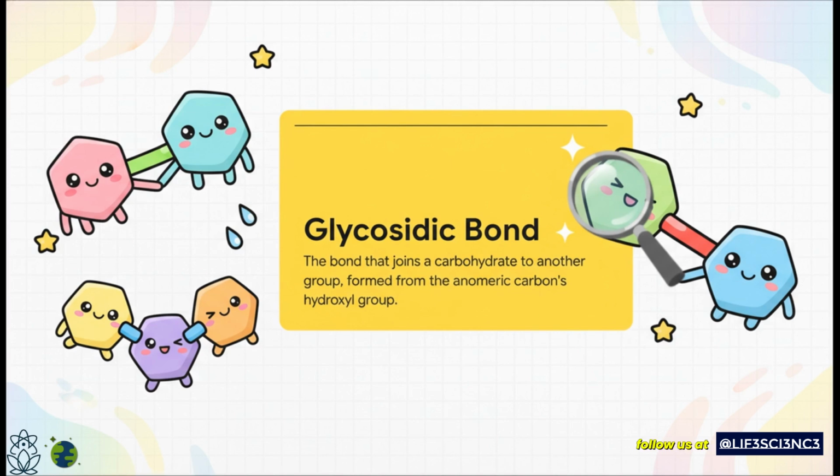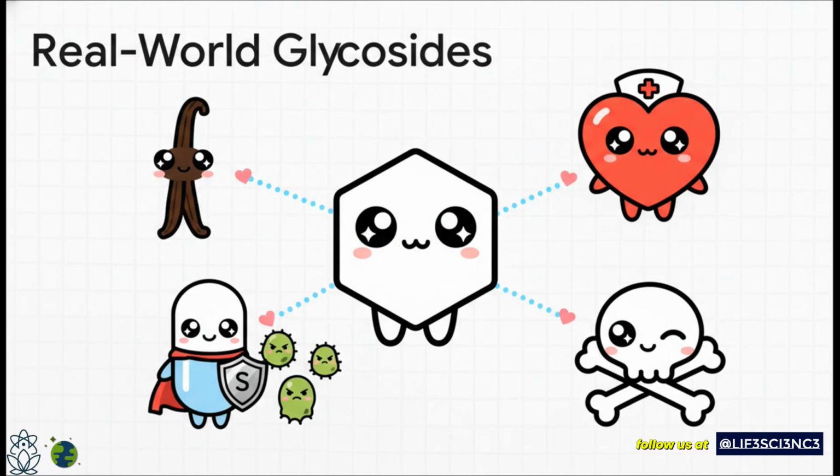This single type of bond is responsible for building pretty much every complex carbohydrate you can think of, from the sugar on your table to the starch in your potatoes. And get this, it's not just about linking sugars to each other. This bond connects sugars to all kinds of other things. I mean, just look at this stuff. That amazing vanilla flavor, that's a glycoside. The life-saving heart medication, digoxin, that's a sugar attached to another molecule. Powerful antibiotics like streptomycin, even famous poisons used in research, they all rely on linking a sugar to something else. This bond is absolutely everywhere.